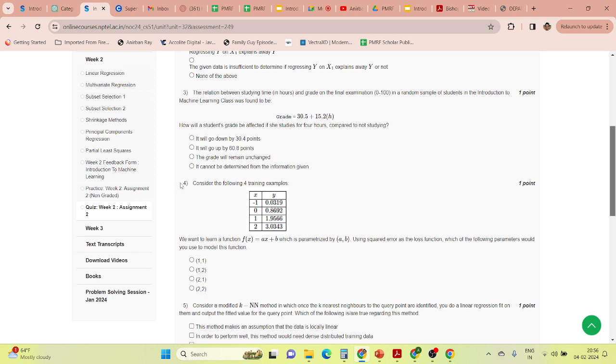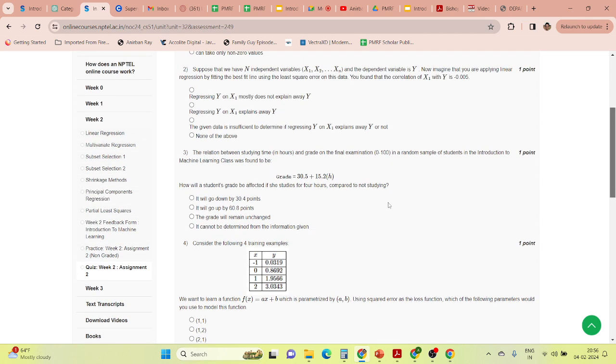For question number 4, I have done previously. Question number 4 and question number 5 are the same. Squared error, loss function, everything is same. There were 3 parameters, now it is 2, so it is even easier. Question number 3 is very easy. Just put the value of age, take the difference.